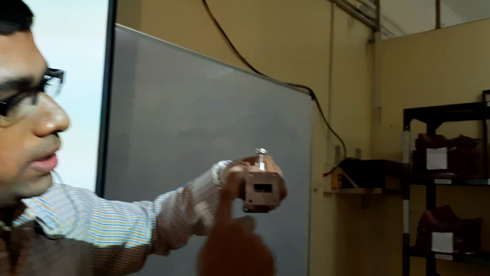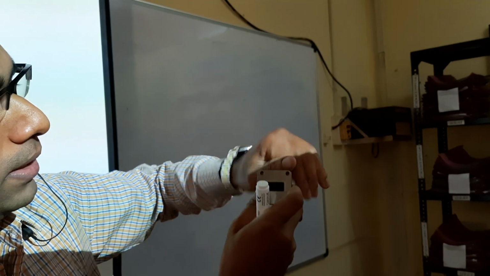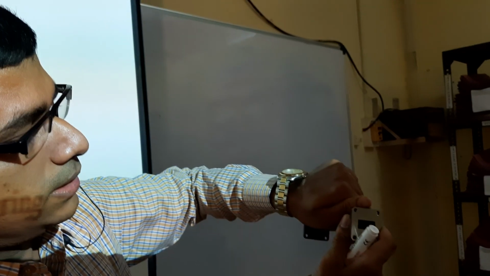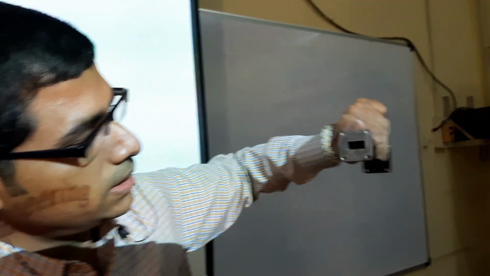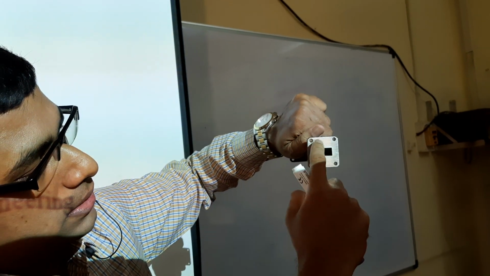What is a waveguide? You can see this is a waveguide. This is a waveguide in air traffic control radar. This one is a waveguide. I can show you, and you can see this one. This is a rectangular waveguide. This is a SS tuner, which is also a waveguide. If I remove this, you can see this is a rectangular shape waveguide.